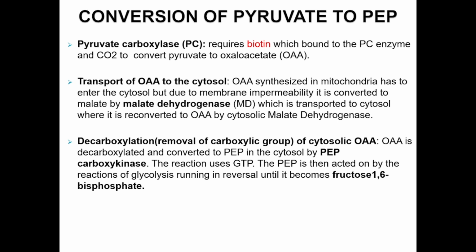And then through reversible reactions until we reach fructose 1,6-bisphosphate, and by the action of fructose 1,6-bisphosphatase, this will be converted to fructose 6-phosphate. Reversible reactions continue until glucose 6-phosphate. Glucose 6-phosphate will be converted into glucose by glucose 6-phosphatase, and then the free glucose will be released to the circulation, or to the blood, outside the liver or the kidney.